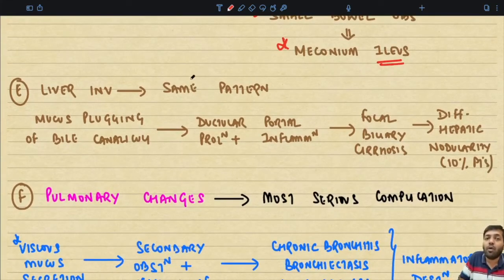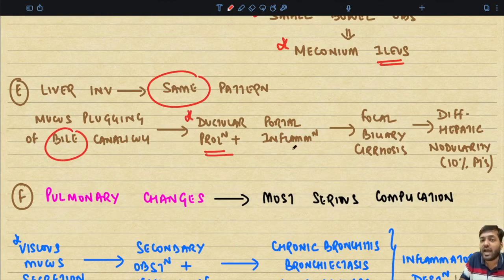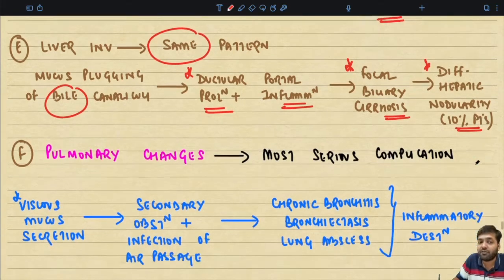When the liver is involved, again the same pattern is there. There will be mucus plugging of the bile canaliculi, characterized by ductular portal proliferation and inflammation, followed initially by focal biliary cirrhosis, and later by diffuse hepatic nodularity, which can be seen in up to 10% of the patients affected by cystic fibrosis.